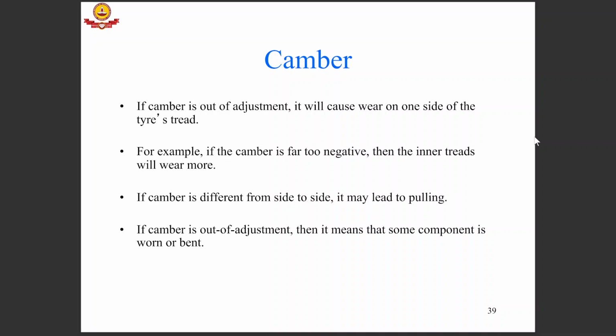If camber is out of adjustment, it will cause wear on the sides of the tire tread. If it is too far negative, then the inner treads will wear more, or vice versa. If the camber is different from side to side, it may lead to pulling. It will have asymmetric force in the lateral direction, leading to vehicle pulling. If it is out of adjustment, then you can say that some component is bent or worn out.